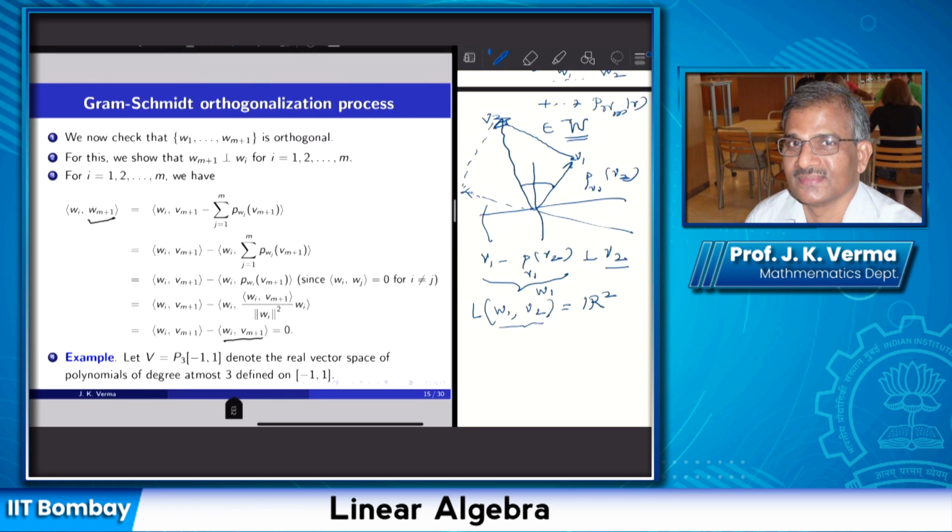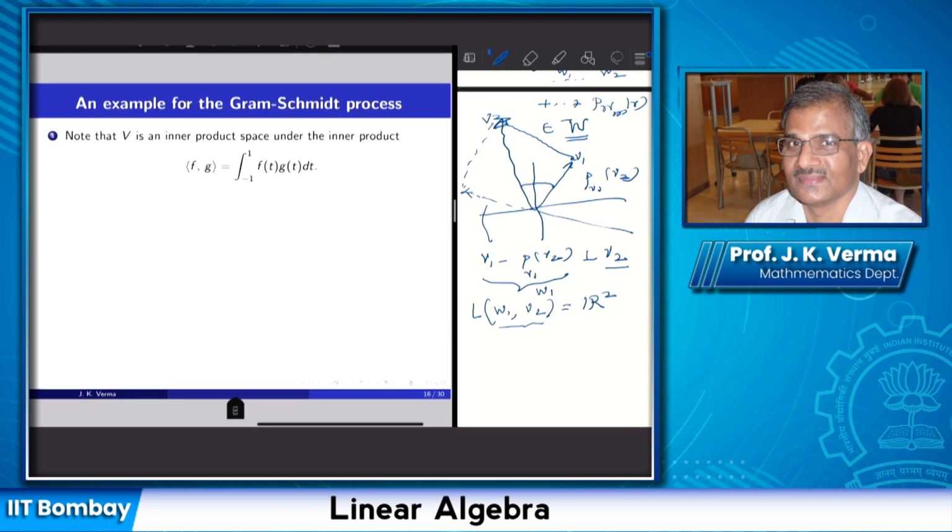So let me illustrate this with the real vector space of polynomials of degree at most 3, and suppose they are defined on -1 to 1. Of course, polynomials are defined on the whole real line. But in order to make an inner product space out of polynomials, we have to think of them acting on a closed bounded set, because the inner product is defined through an integral.